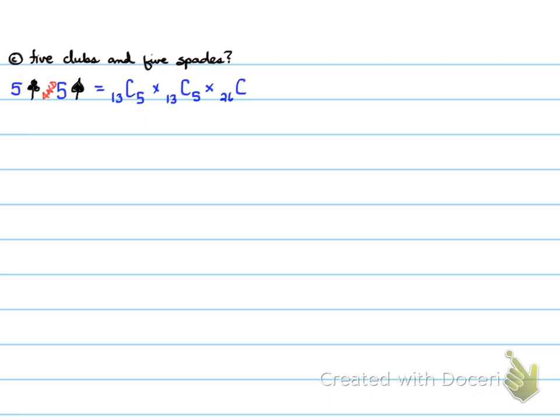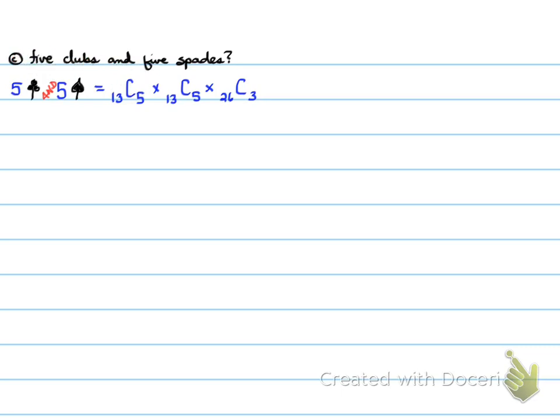Another example. What happens if you're asked just to find 5 clubs and 5 spades? Notice I say 5 clubs and 5 spades. Well, that means this is what we're looking for: 5 clubs and 5 spades. So we're looking at 13 choose 5 for the clubs, times 13 choose 5 for the spades, and the remaining cards, there are 26 cards remaining, and we will choose 3. We want exactly 5 clubs and 5 spades.